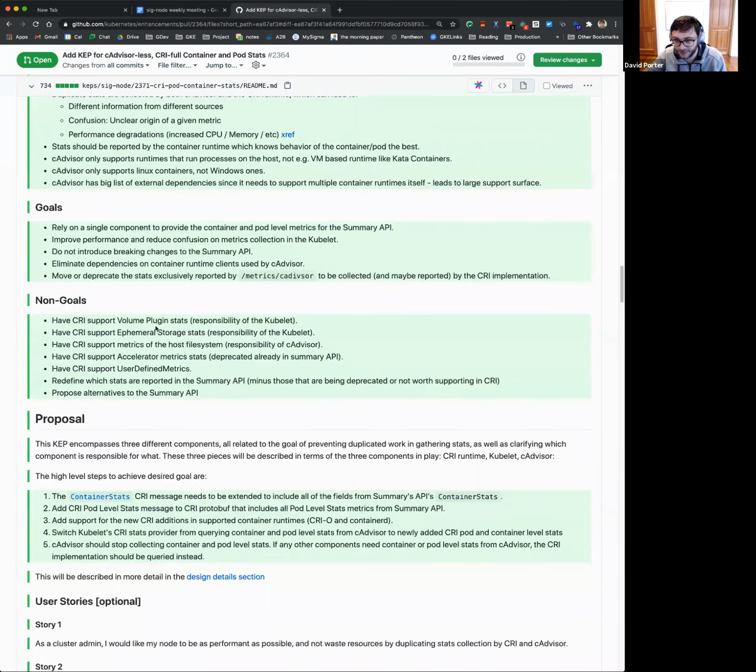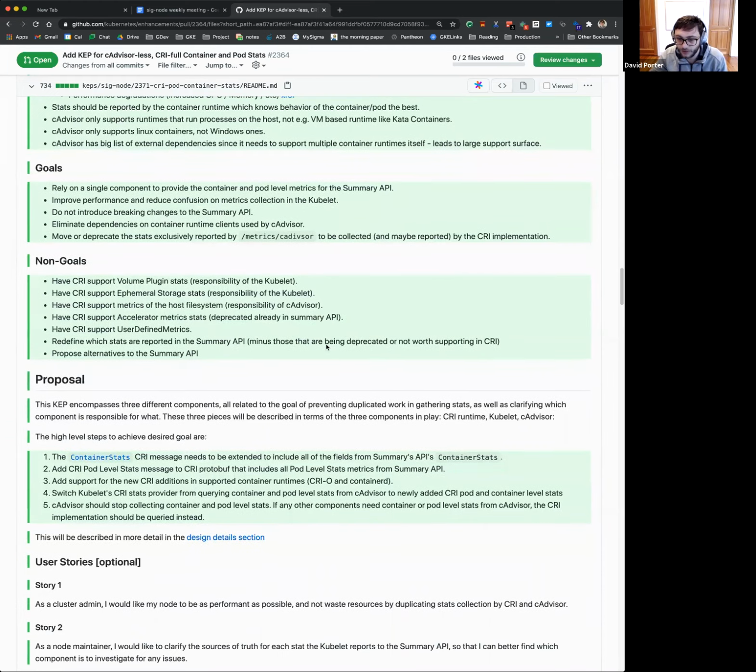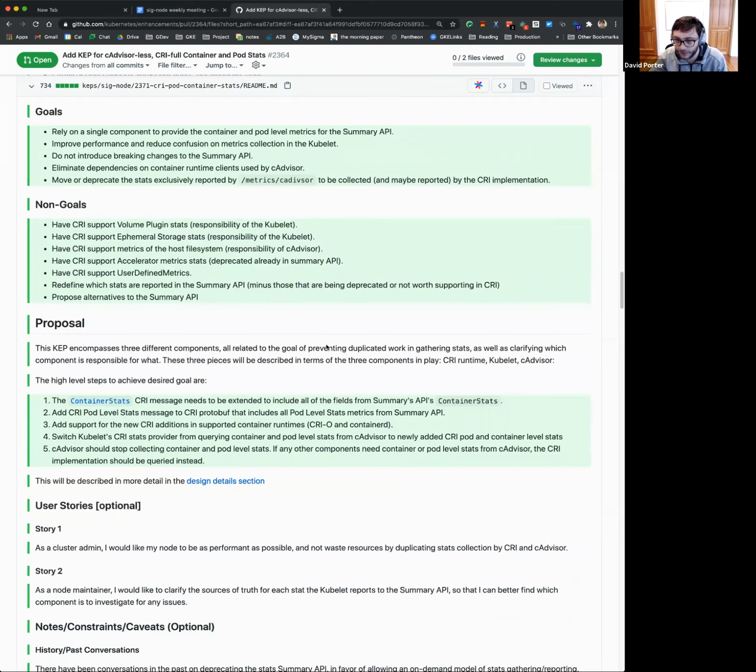We also talked about some things. We went through the summary API, and some things probably don't make sense to carry over. For example, accelerator metrics are in the summary API today, but they're deprecated. There was a separate KEP to deprecate them in the summary API. So we only proposed adding stuff to CRI that's actually being used for the most part. That's the high level idea here.